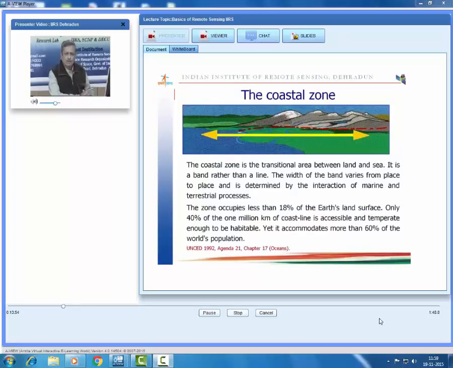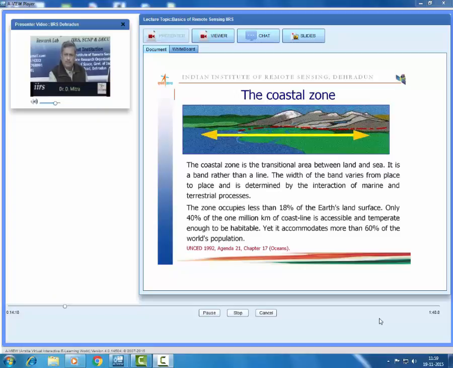As you all know, by definition, coastal zone is a transitional area between land and the sea. It is basically a band, that means it's an area rather than a line. When we talk about the line, then we are talking about the land and water boundary. But it is not a boundary. That means if you digitize a coastal zone in ArcGIS and other software, then it should come as an area, not as a line or arc.